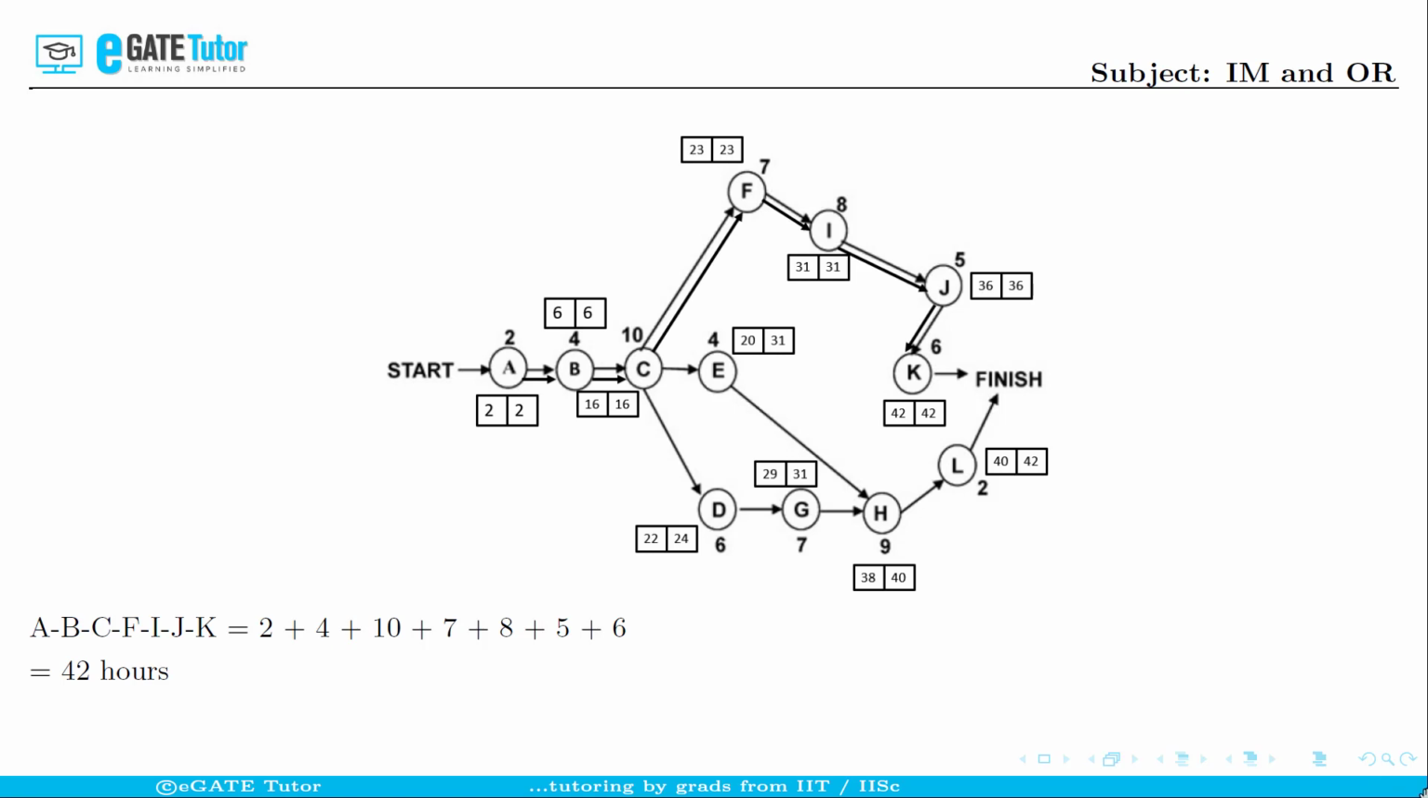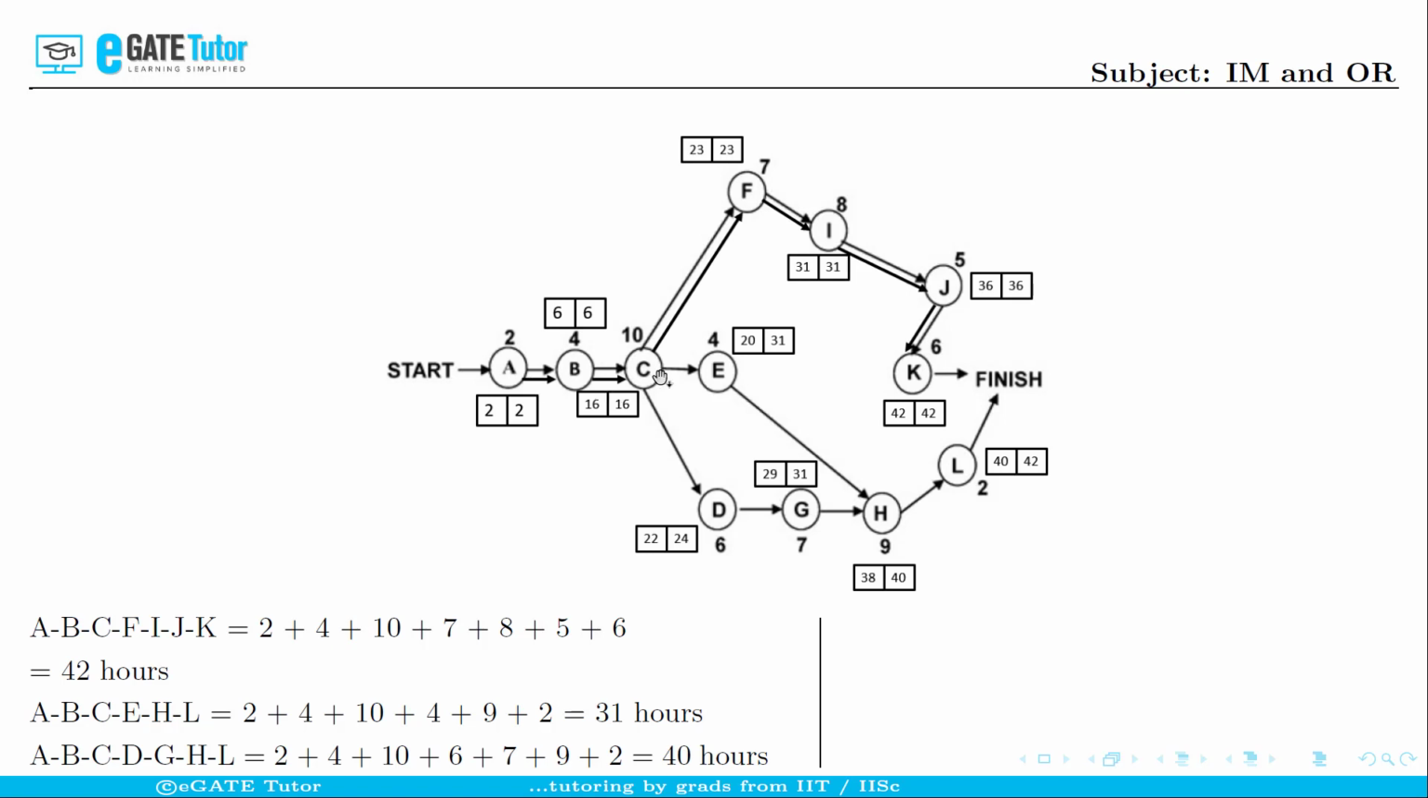The second possible way to complete from start to finish is A, B, C, E, H, L. Okay, that is the second possible way, and similarly adding the activity times for those processes will give us 31 hours. And the next possible way to complete from start to finish is A, B, C, D, G, H, L. That is a third path, and summing up their activity duration will give us 40 hours. So from these three paths, the first path A, B, C, F, I, J, K is taking more time to complete from start to finish. So that particular path is considered as critical path here.